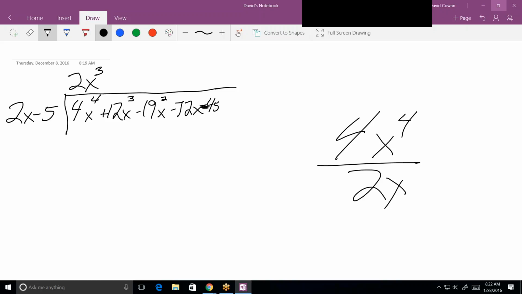Now you multiply. Whereas now you take this 2x cubed and you multiply both terms. Okay, so 2x cubed times 2x, we already know that's 4x to the fourth, which it has to be if we did our math right. Now what? 2x cubed times minus 5. 10x cubed. Minus 10x cubed.